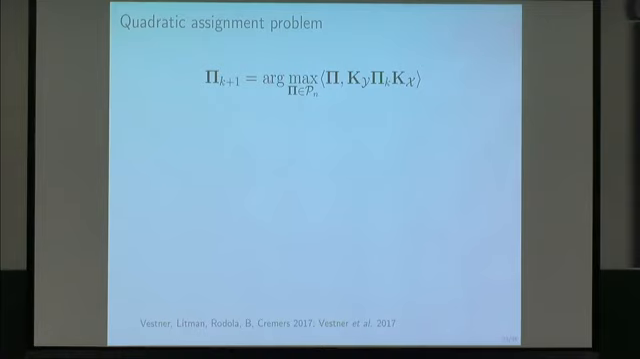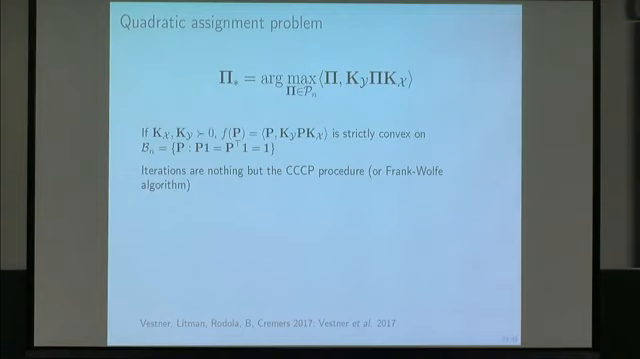So basically, if we look at these iterations in more detail, first of all, if kx and ky are positive definite matrices, this objective function is strictly convex on the Birkhoff polytope, and we can replace this problem with a relaxation on the Birkhoff polytope. Of course, we are trying to maximize a convex objective, so we cannot guarantee any global solution, but at least we can guarantee that the relaxed problem will give us an exact permutation matrix.